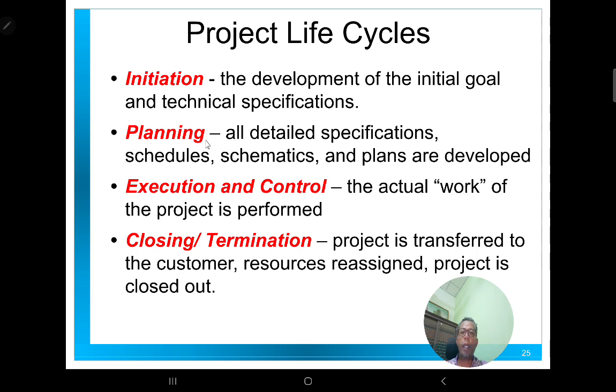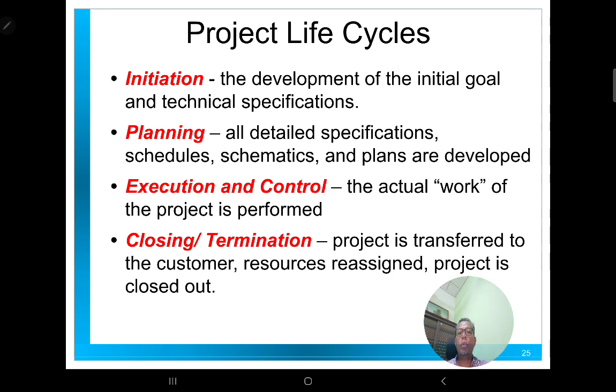And the planning of the project, which includes all the detailed specifications very clearly stated, which is achievable, and with all the planning schedules, the people involved, when we'll start, and how long the duration of the project is.